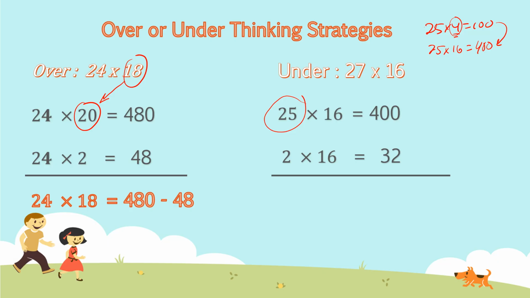So since I went under, I'm going to have to now go and add in some more. That means 27 times 16 is going to be 400 plus 32. So that is a thinking strategy. It's pretty mental, honestly, the way my brain works just right there.